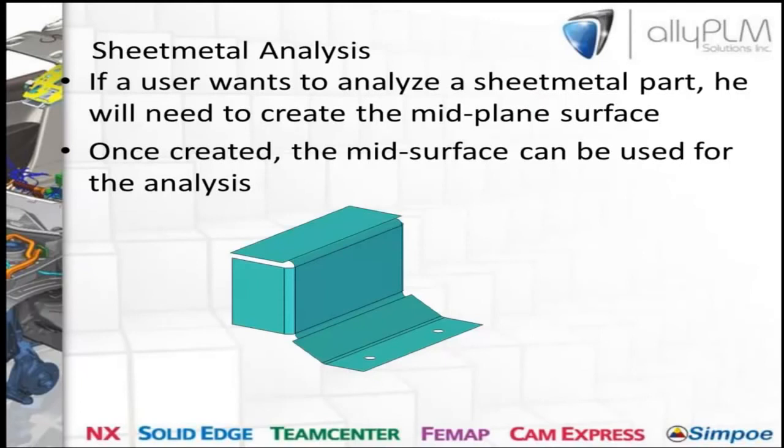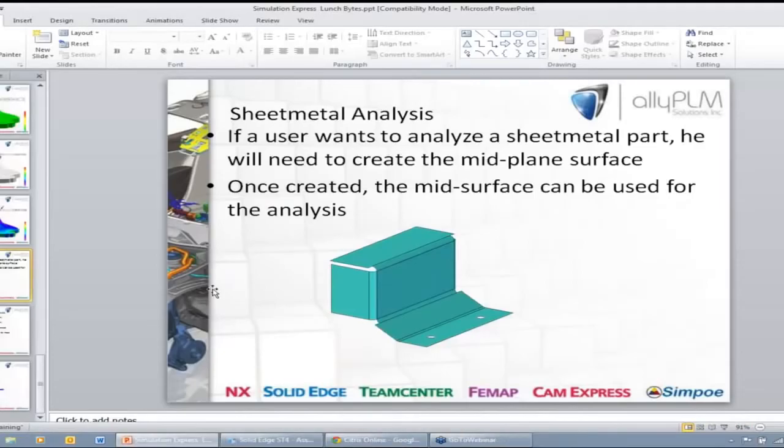All right. Now this is very important. Sheet metal analysis. In sheet metal, we have a concept of mid-surface in Simulation Express. So mid-surface automatically creates a surface. And once we have this mid-surface, you can create a mesh on it, and that mesh will consist of plate elements. So all these plate elements will help us in getting all the 6 degrees of freedom, like 3 rotation and 3 translation. All right. So that finishes off the first half of the presentation.